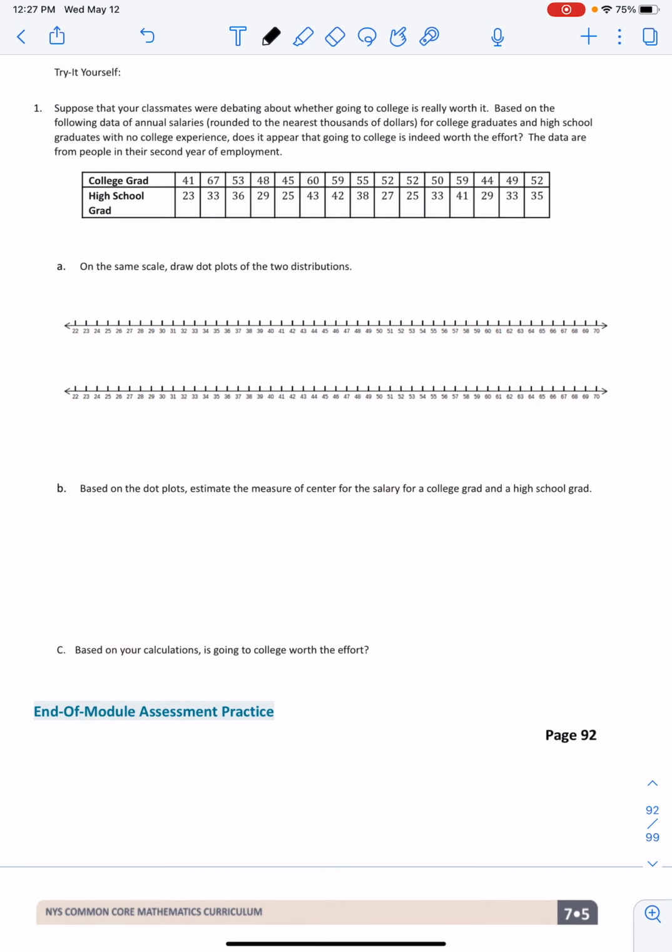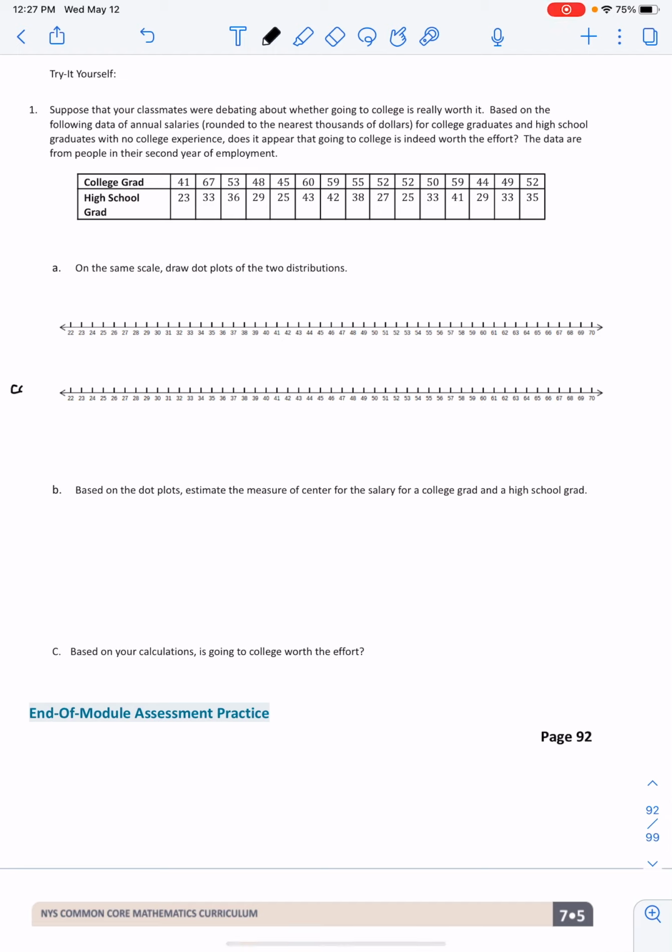So I'm going to say college and high school. Okay, so my college is 41, is right here. 67, right here. I'm going to put that just a little bit more. There we go. 53 and 48. Oops, sorry, 48 is right there. Let me erase that other one.